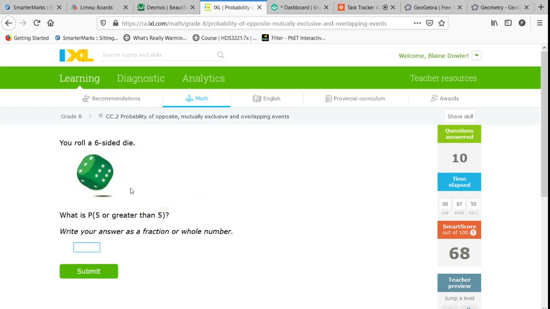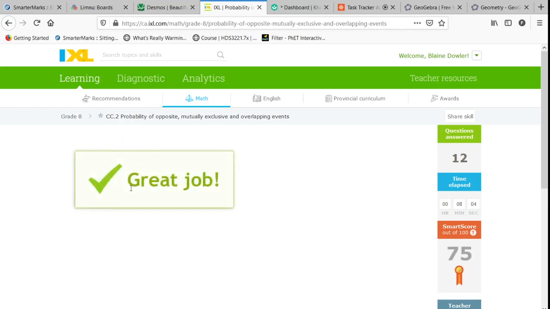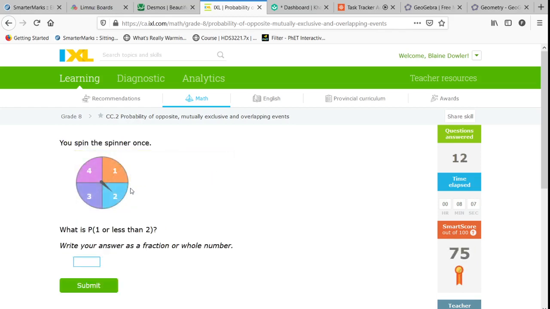What's the probability that it's 5 or greater than 5? That means it's either 5 or 6, which is a probability of 1 out of 3. What's the probability that it is 8 or less than 8? Again, that is a certainty. Everything is either 8 or less than 8. What's the probability that it's 1 or less than 2? Well, that's just 1 out of 4, because 1 is the only option.